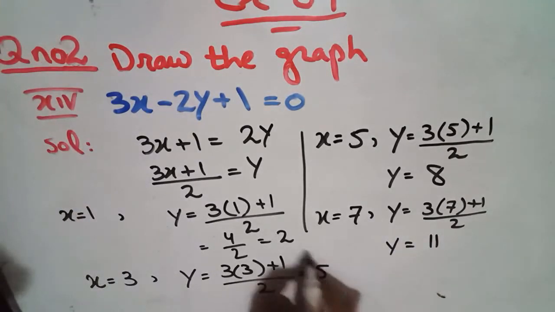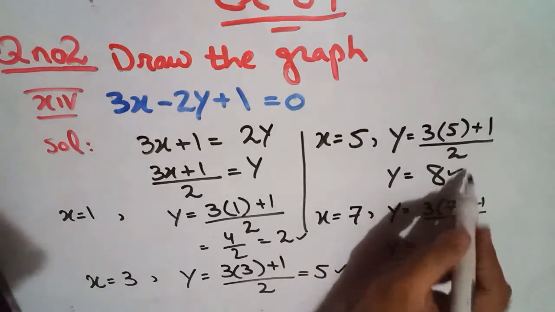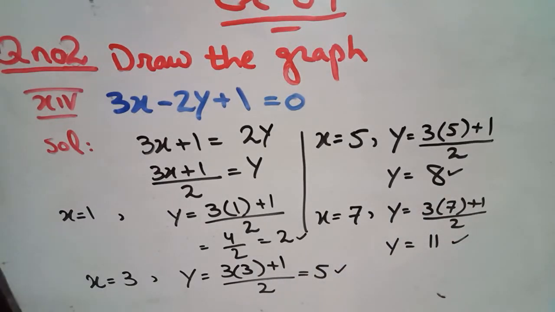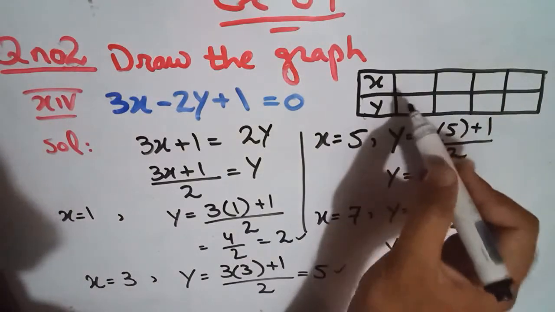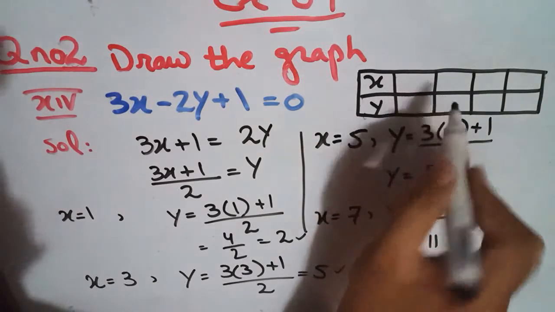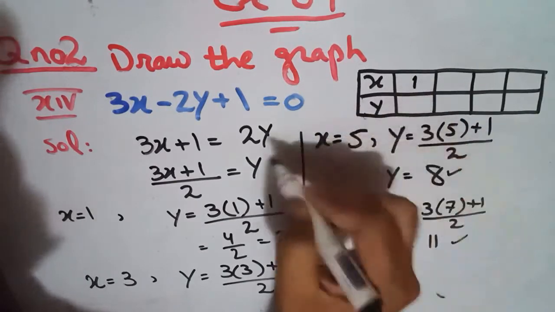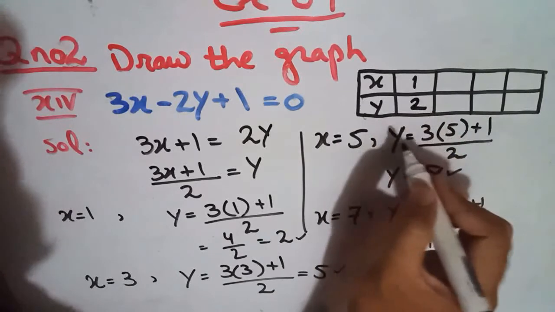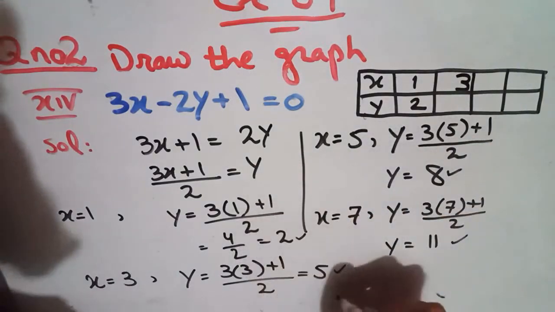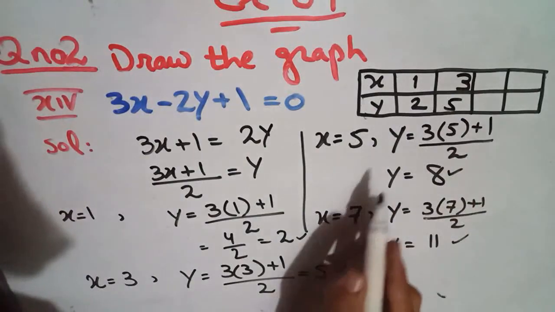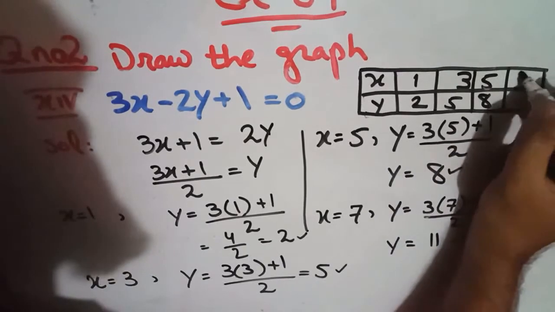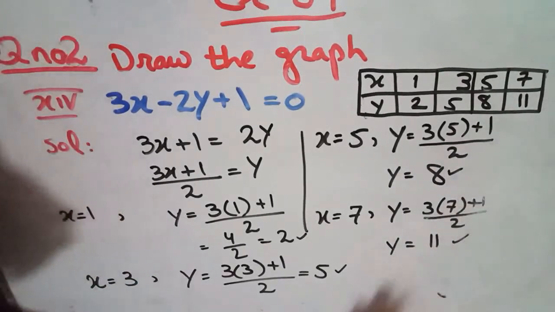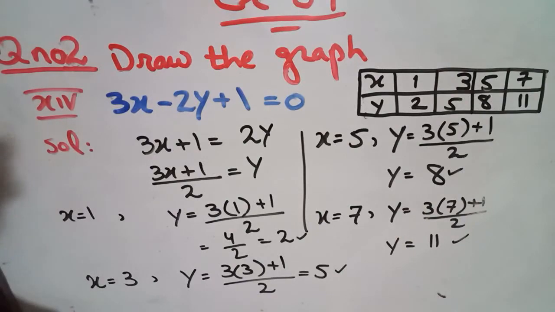Okay, so these four values, 1, 2, 3 and 4, you will get from x. Now we will draw it on the graph, but there we have made the table, then we will put the values of x and y there. X is equal to 1, y is equal to 2; x is equal to 3, y is equal to 5; x is equal to 5 and y is equal to 8; x is equal to 7 and y is equal to 11. So now we will draw the graph by these values.